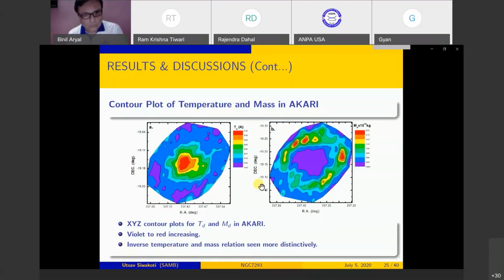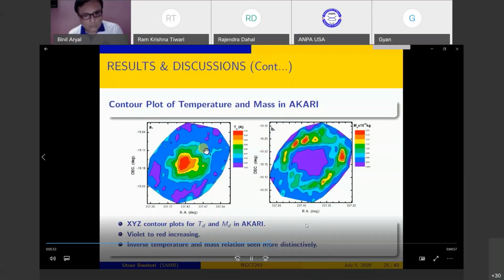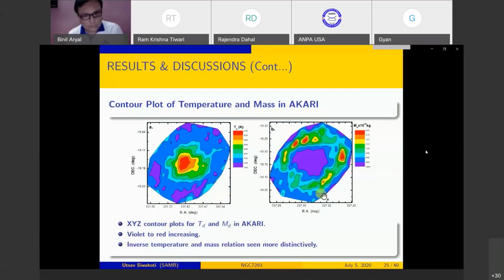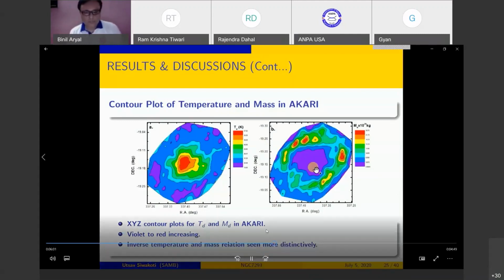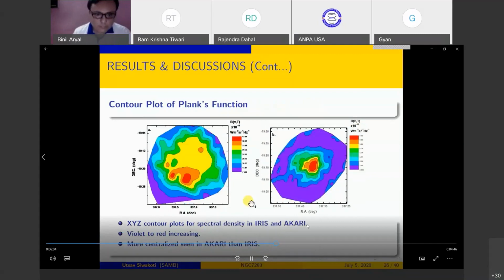This is also the XYZ contour plots in case of Akari. This is for temperature, whereas this is for mass. You can see more temperature is found in central regions, whereas less mass is found where temperature is high, that is the inverse temperature-mass relation. This is the plot of Planck's function. It shows the spectral density in IRIS and in Akari.